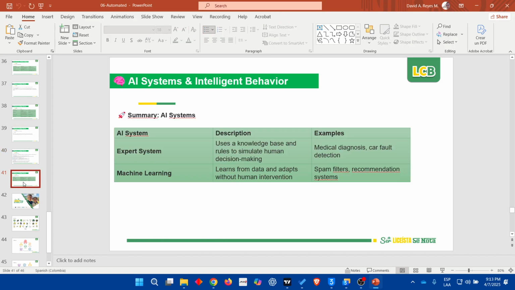Okay. This is a summary about artificial intelligence systems. So remember, in artificial intelligence systems, you have expert systems and machine learning. The expert system uses knowledge to simulate human decision making. And machine learning learns from the data and adapts itself without human intervention.